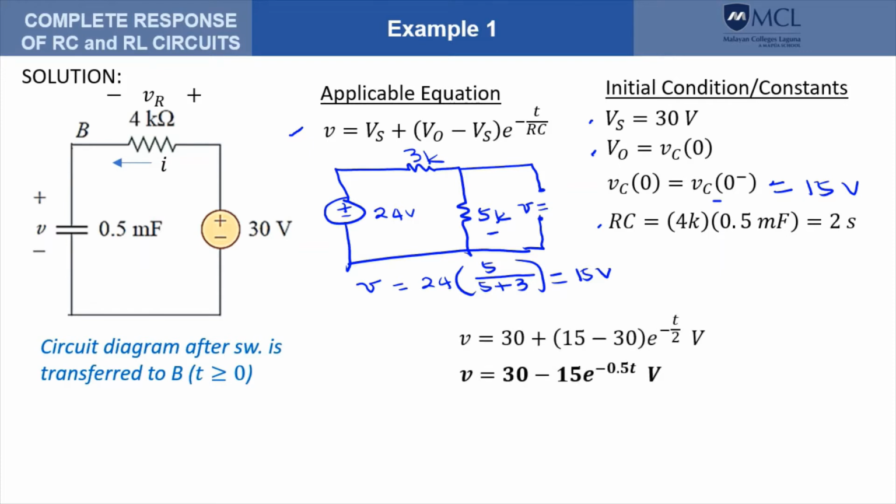Now that we have the initial voltage of the capacitor, we can proceed in using this. So plugging the values here, we will get this, and finally the equation for the voltage across the capacitor. So take note that this equation is applicable for time between 0 and infinity.